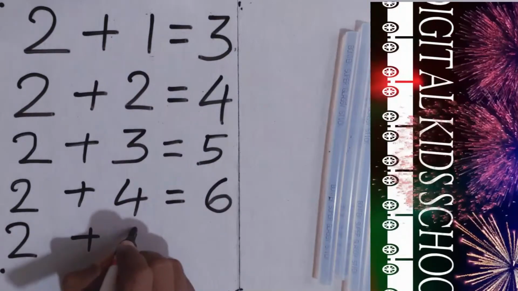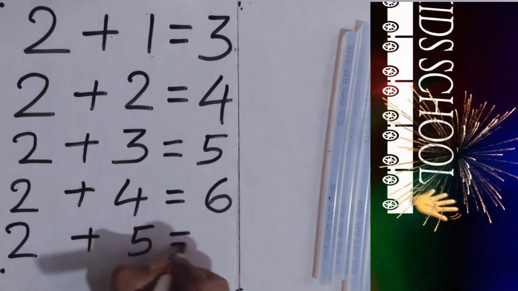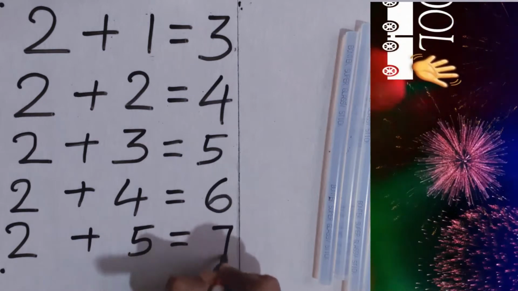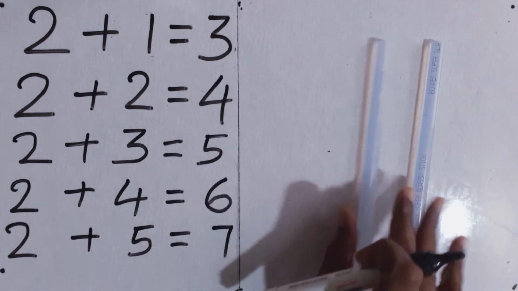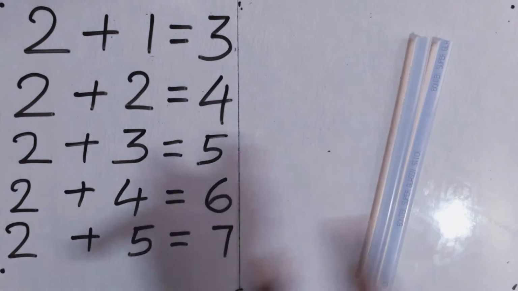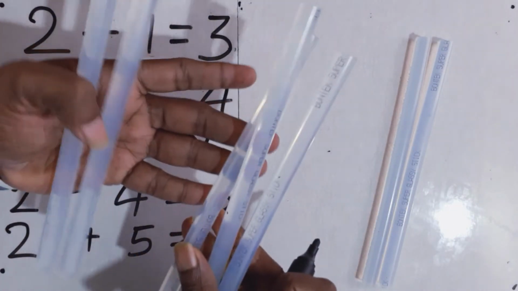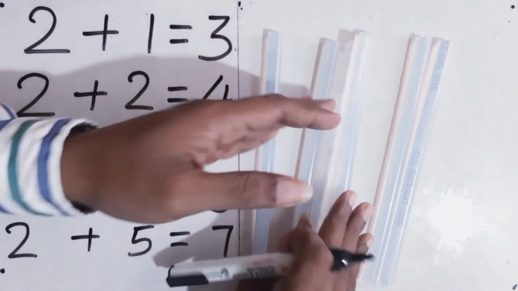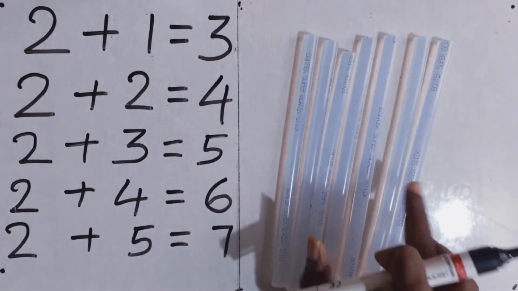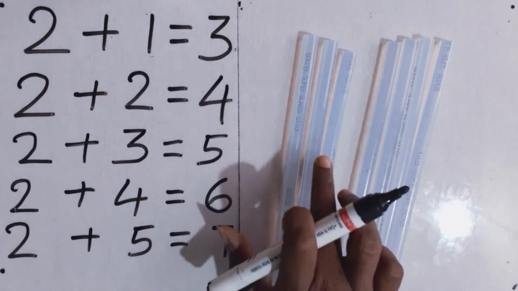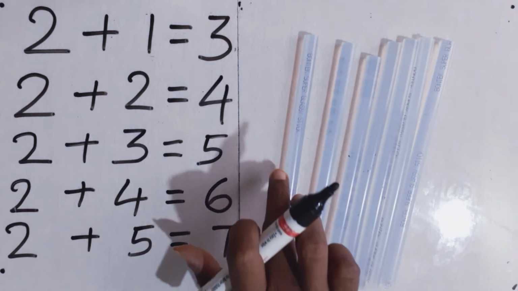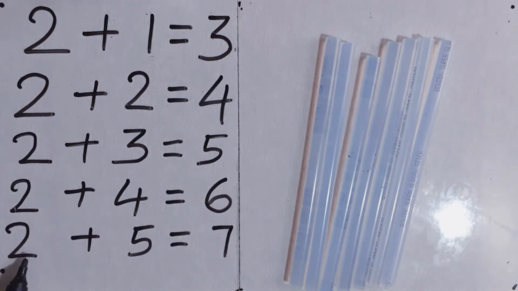2 plus 5 is equal to 7. These are 2 sticks plus 5 sticks. Now you count here 1, 2, 3, 4, 5, 6, 7. 2 plus 5 is equal to 7.